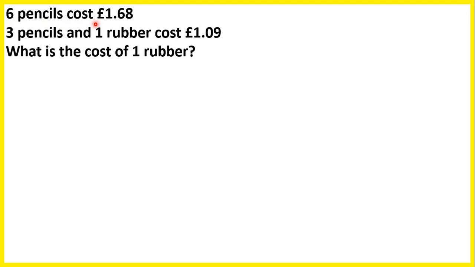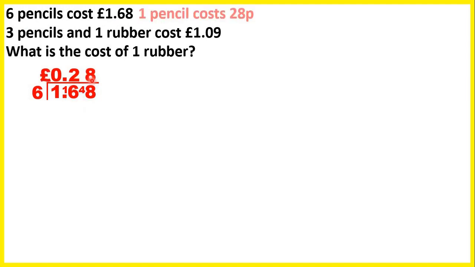6 pencils cost £1.68. 3 pencils and 1 rubber cost £1.09. What is the cost of 1 rubber? So if we know that 6 pencils cost £1.68, we can find the cost of 1 pencil by dividing by 6. So £1.68 divided by 6 is 28 pence.